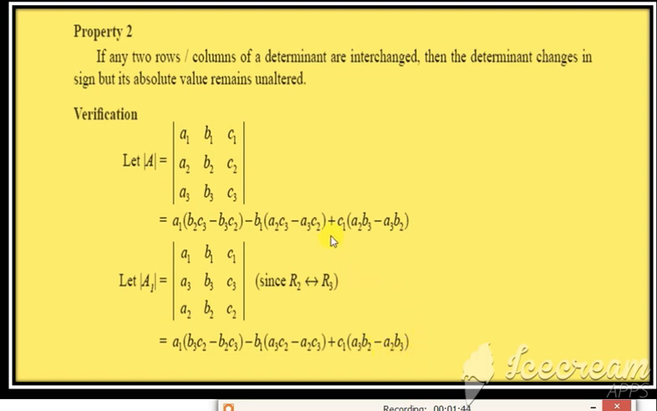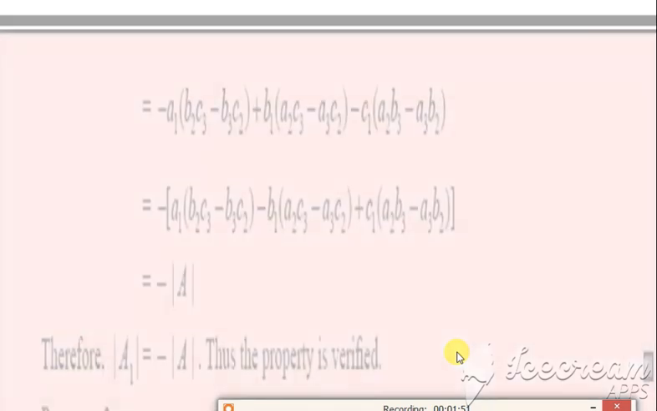So next, I am going to take the minus sign outside. So minus of A1 times (B2 C3 minus B3 C2) minus B1 times (A2 C3 minus A3 C2) plus C1 times (A2 B3 minus A3 B2). This is the value of determinant A.